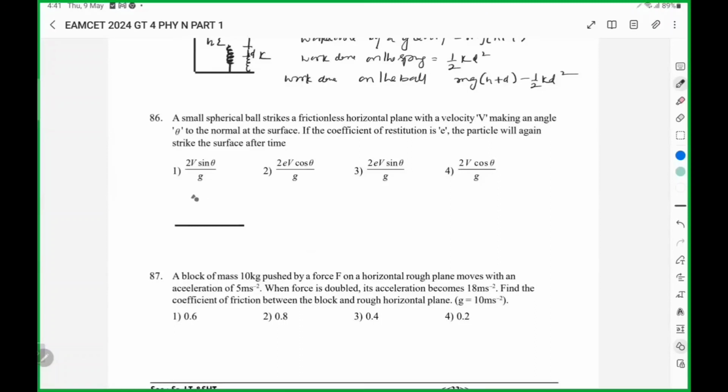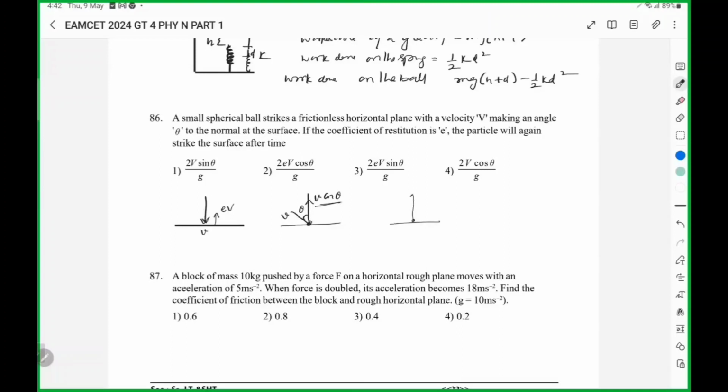If a ball is thrown normally onto a large surface, and before striking its velocity is v, it rises with a velocity. Now the question says a ball strikes a frictionless horizontal plane making an angle theta with the normal. So in this direction, after hitting it rises with v cos theta.